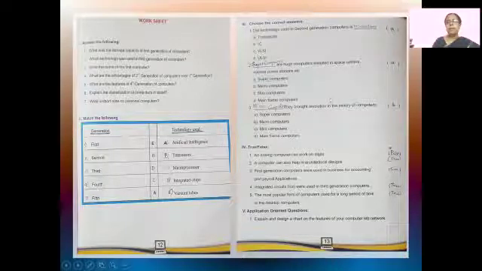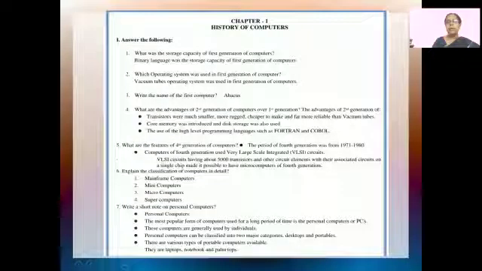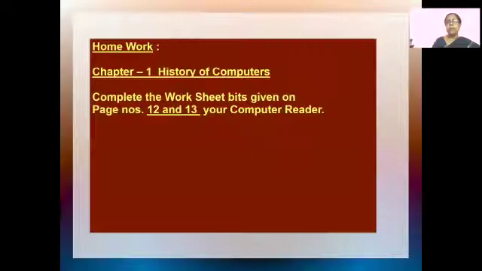This is your choose the correct answers, true or false. And there's an application question, a lab network that you have to do, draw a design chart. These are your answers, children, for the 7 questions. This is your homework for the first chapter, page number 12 and 13.